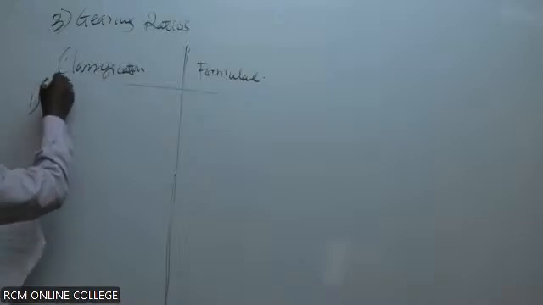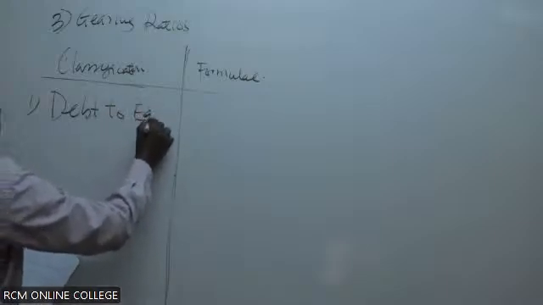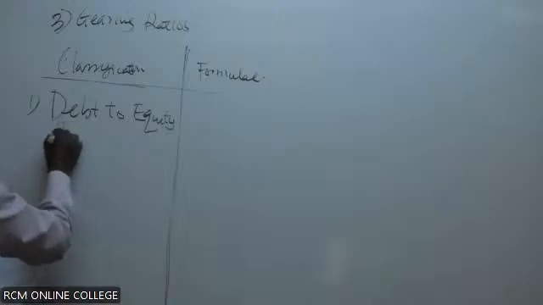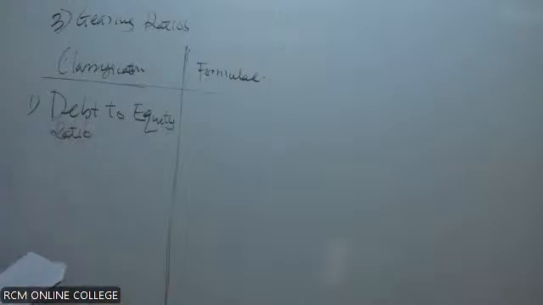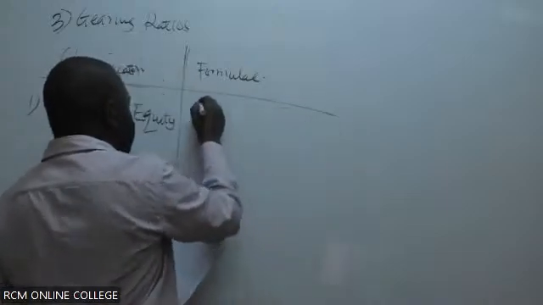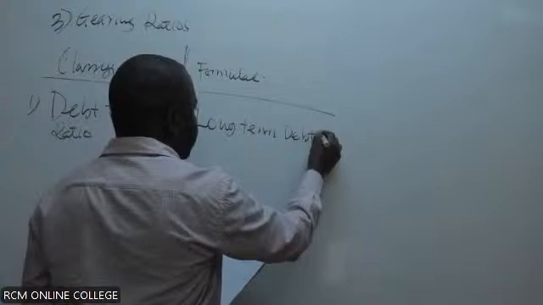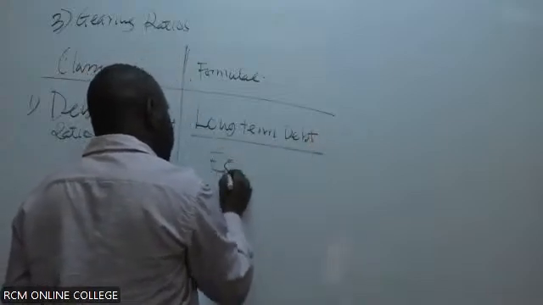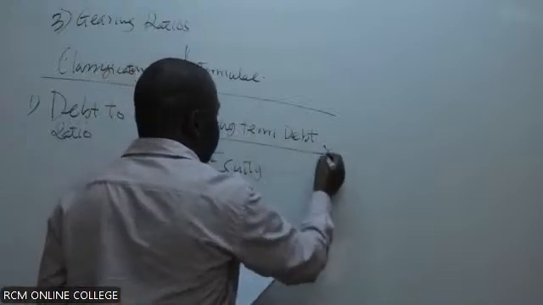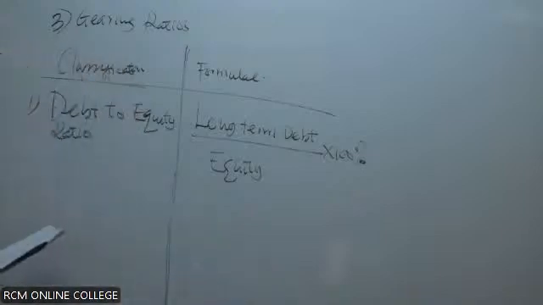So number one, we refer to it as the debt to equity ratio. What is the formula? In this case, you take long-term debt, you divide by equity, then you multiply by 100%. So long-term debt, you divide by equity, you multiply by 100%.